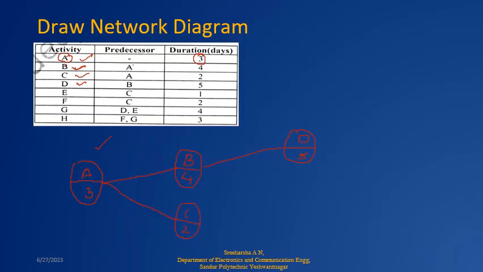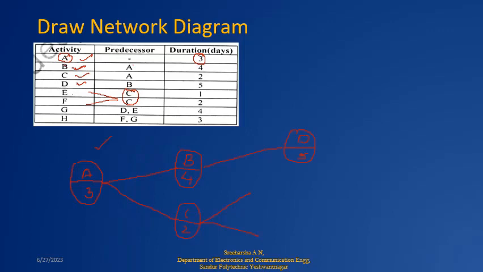Then next activity is E. After what is this E starting? After C. C is the preceder. But if we check, C is repeating here. That means after C we have two activities that are starting, that is E and F. So after C I am taking two nodes like this again.